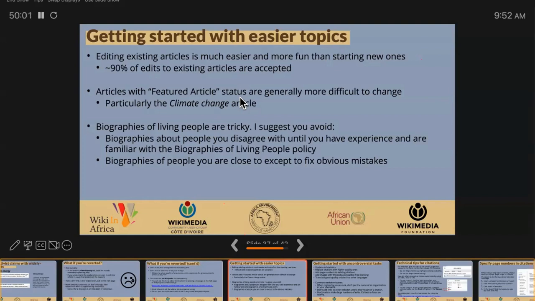If an article has featured article status, including the main climate change article, it's going to be much, much more difficult to change. It's going to be harder to find a problem in it that you can solve, and harder to get edits accepted. Biographies of living people are really tricky, especially controversial living people. Our sourcing requirements are very high and they're enforced quite strictly. And really avoid editing a biography of somebody that you know. Almost nobody can do that well.